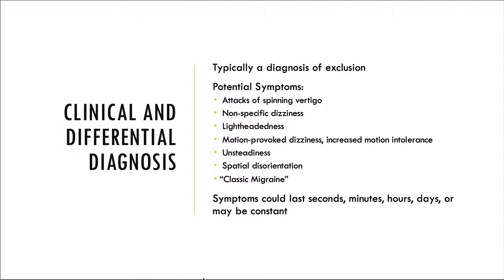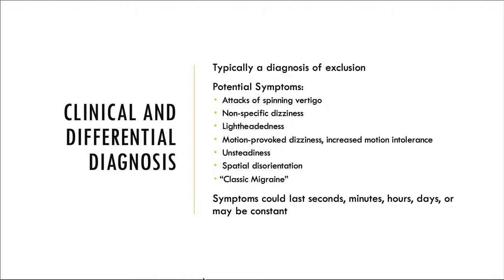Typically, when it comes to diagnosing vestibular migraine, it is a diagnosis of exclusion, meaning you've sort of ruled out everything else. But potential symptoms of vestibular migraine are ataxia, spinning vertigo, nonspecific dizziness, lightheadedness, and motion-provoked dizziness with increased motion intolerance. Patients can also describe an unsteadiness or a spatial disorientation, along with other classic migraine symptoms.